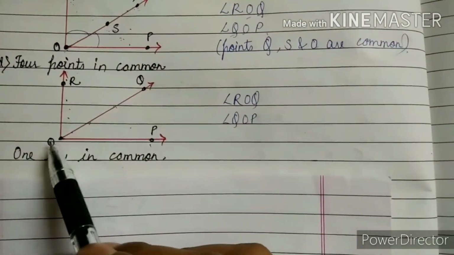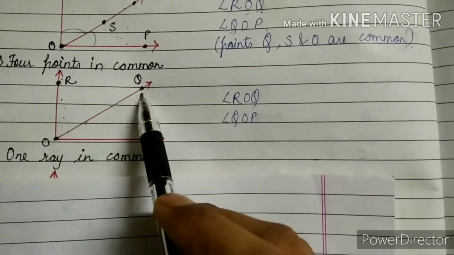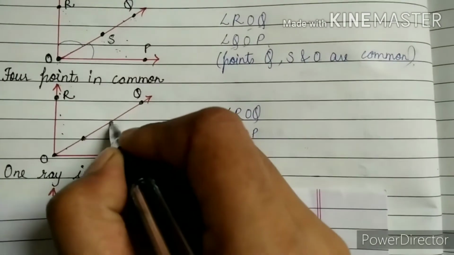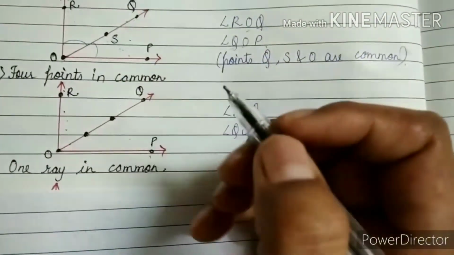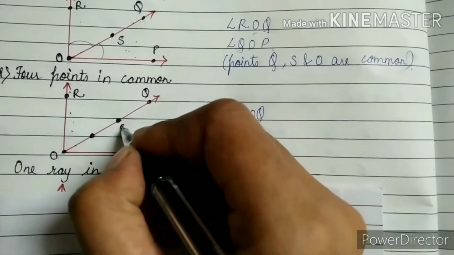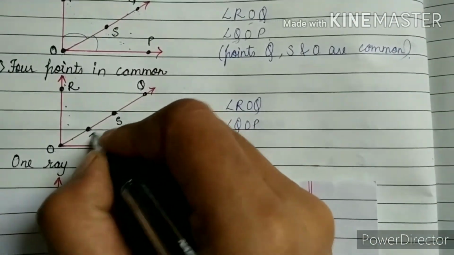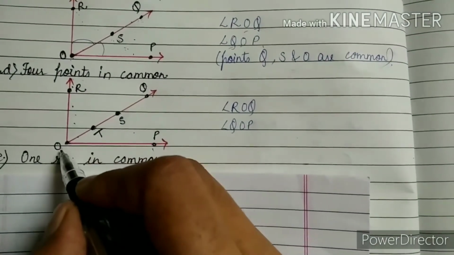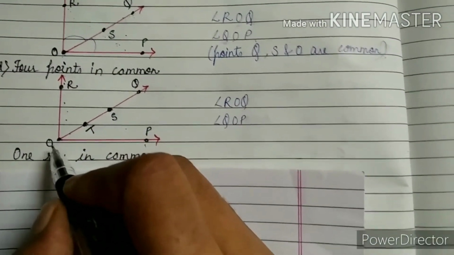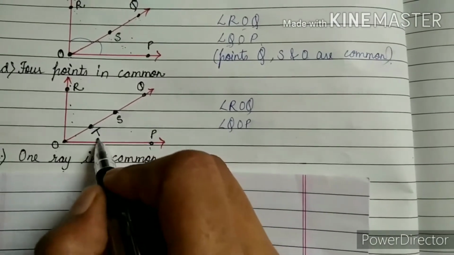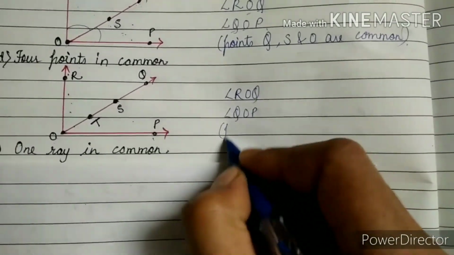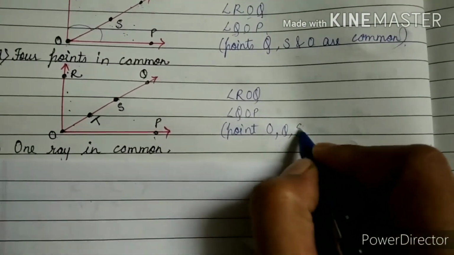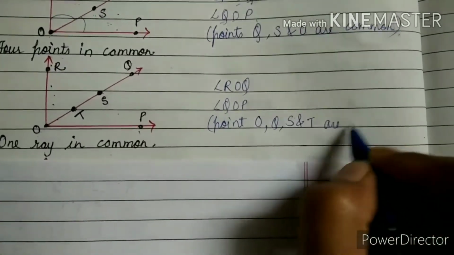From the 4 we showed 2, how many are remaining? Only 2 are remaining. So those 2 points we will put on the common ray. The first name is S, that we are putting according to our choice, and the next name is T. So now how many points can we see are common? That are O, Q, S and T. So we have to write points O, Q, S and T are common.